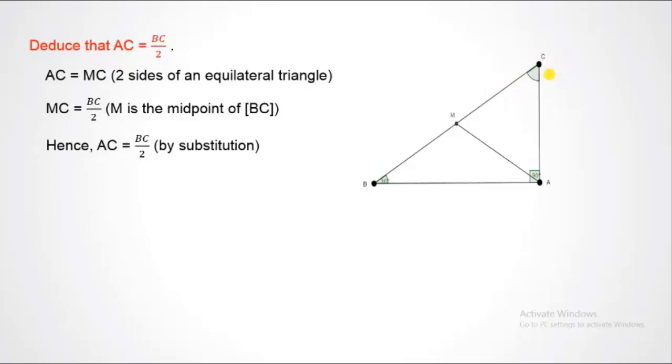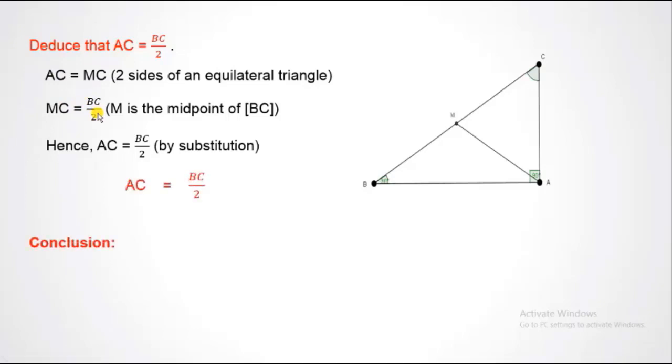MC is equal to BC over 2 since M is the midpoint of BC. Hence, by substitution, we get that AC is equal to BC over 2. AC equal to MC, MC is equal to BC over 2, then AC is equal to BC over 2.